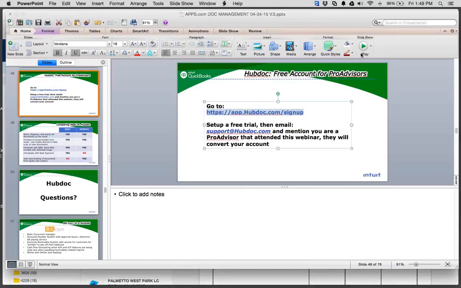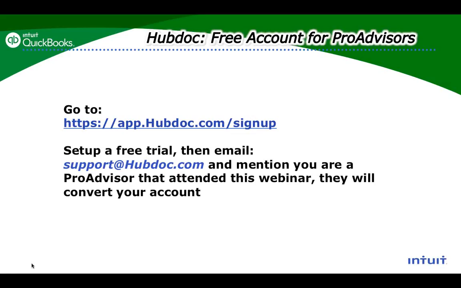So I'm going to copy the link itself and put it on the chat window. That way we can have it there, and there it is. It's been posted for the audience. You just go to hubdoc.com and sign up. You actually don't need that specific link. If you go to hubdoc.com and sign up, set up a free trial, just make sure you email support@hubdoc.com. Let them know, hey, I'm a pro advisor, I'm a QuickBooks accountant.